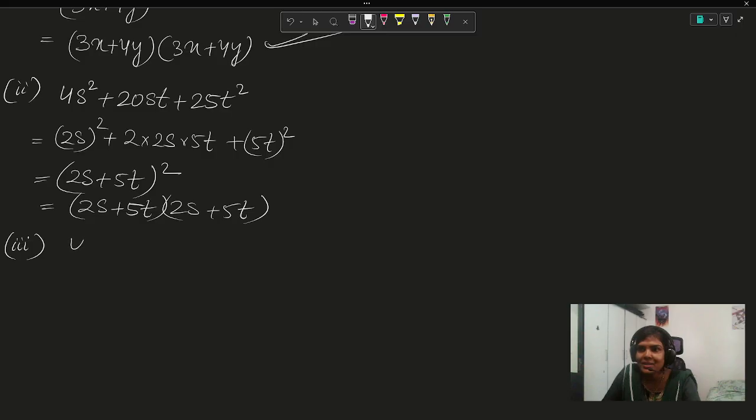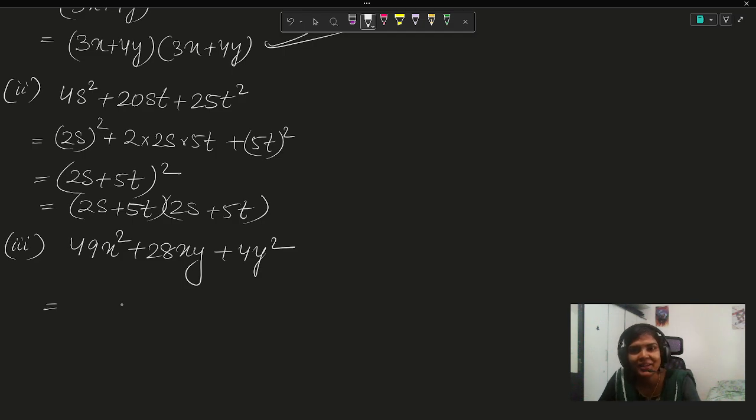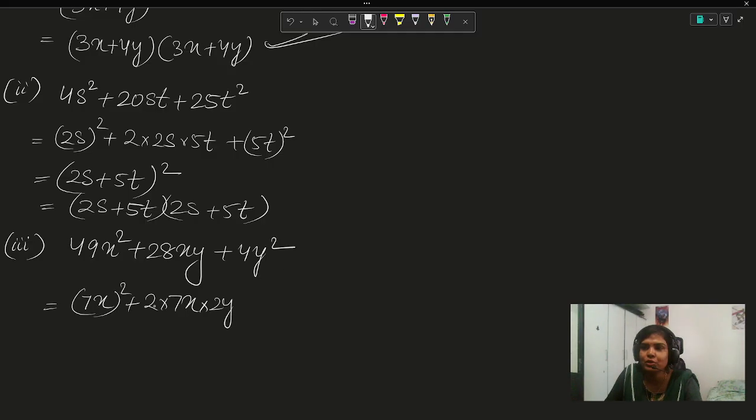The next part is given: 49x square plus 28xy plus 4y square. Yes, students, tell me. Very good. Excellent. So it will be 7x whole square plus 2ab. By looking at the last term, it is 2y. 2y, and you see, multiply 2 2s are 4, 4 7s are 28, xy plus 2y whole square.